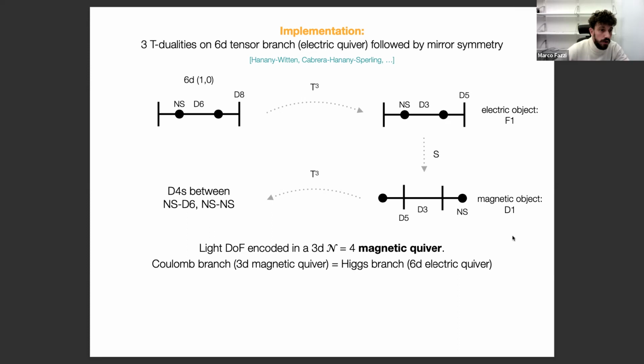And the important property that was shown in a series of papers by Amin and collaborators is that the Coulomb branch of this 3D magnetic quiver actually captures, essentially because of S-duality or mirror symmetry, if you want, the Higgs branch of the 6D electric quiver.